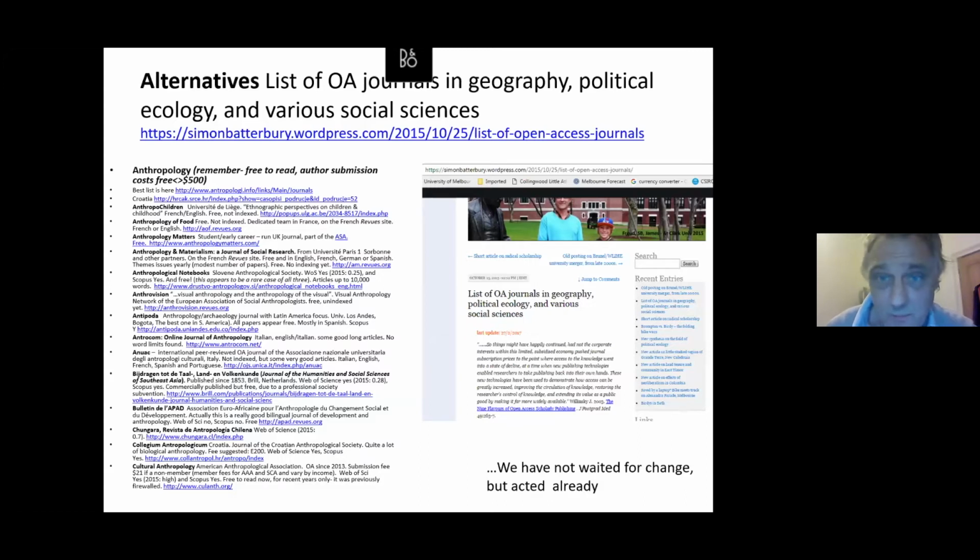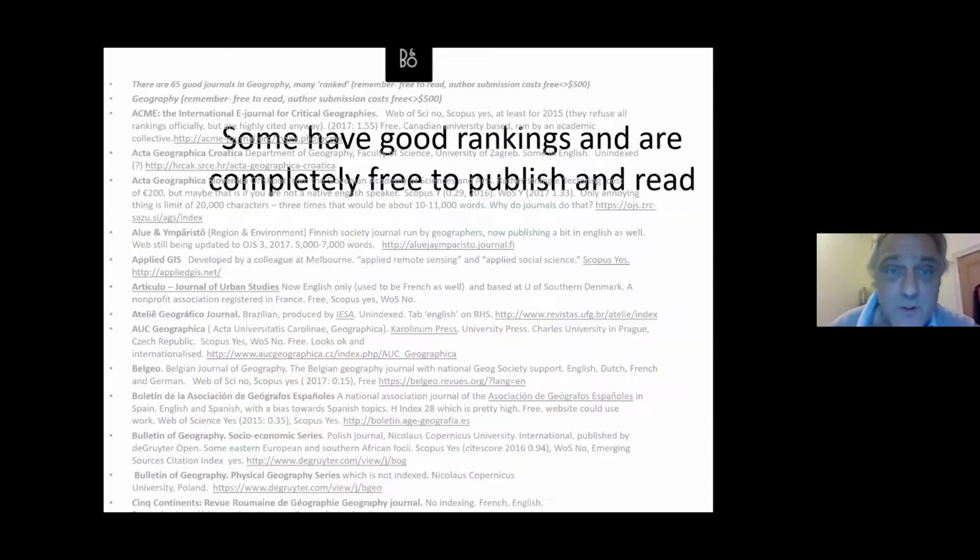I've spent hundreds of hours surfing the world to find academic journals which have good quality that you can rely on, and which charge you nothing to publish. They're open access, and the maximum charge you will find on these pages is about $500. So some of these have really good rankings and are completely free to publish and read.